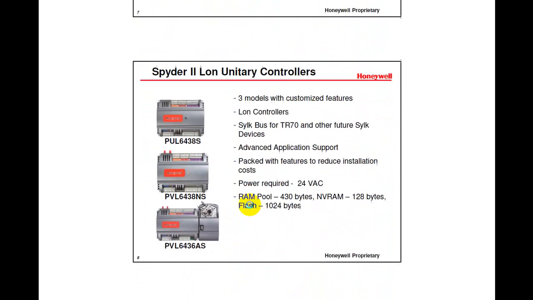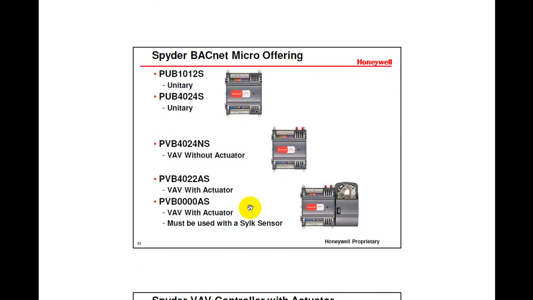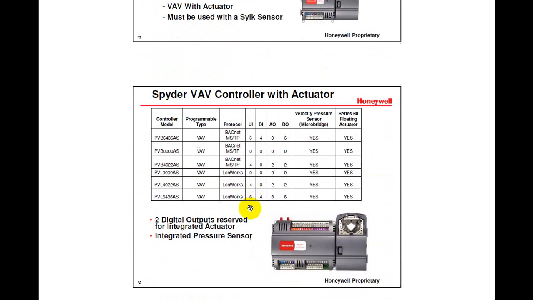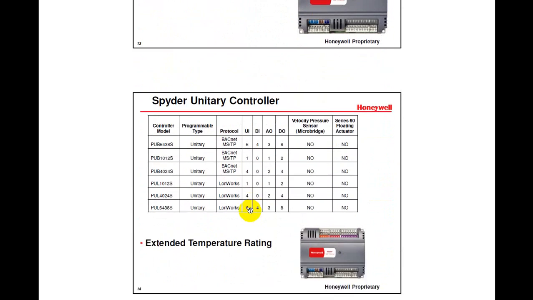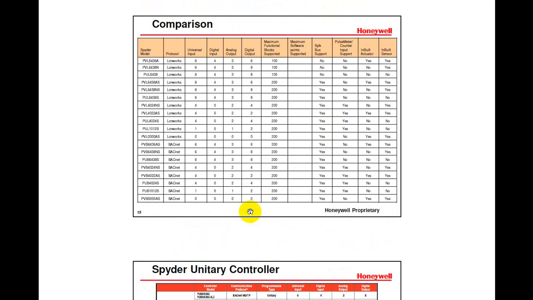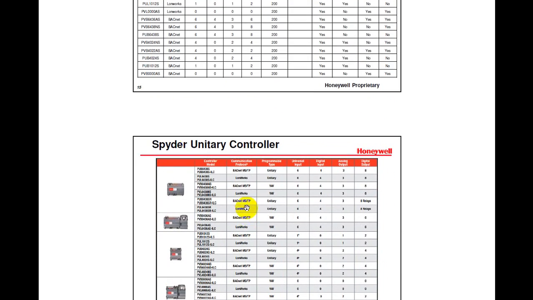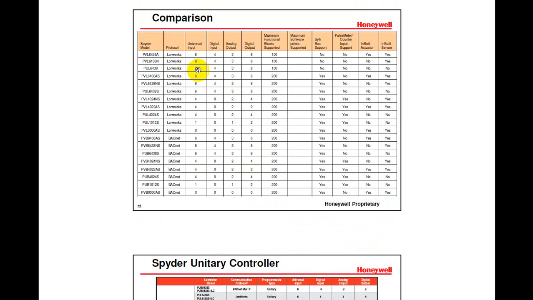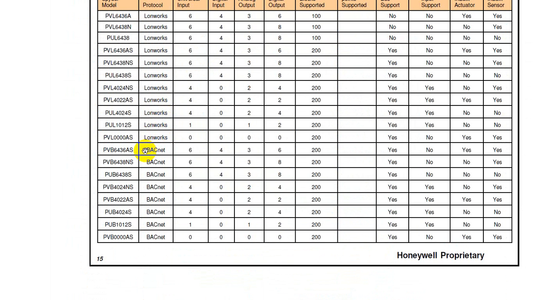Then these are the BACnet and LON controllers, where it shows the number of universal inputs, digital inputs, analog outputs and digital outputs. Okay. So this is a comparison of all types of controllers that are present with Spyders. Some models support pulse meter also. So here you can check PVL4024 or PUB4024. These are the models that support pulse meter. So if you have some pulse meter, you can use the UI1 pin of these controllers.